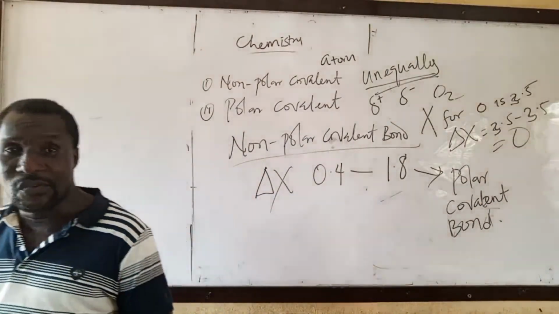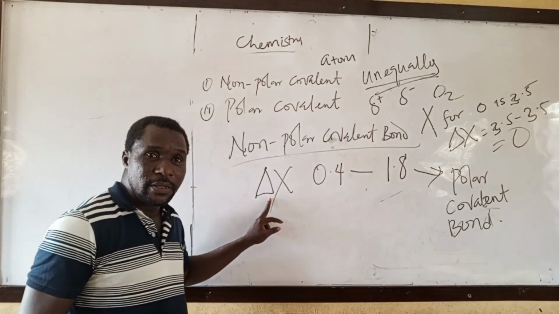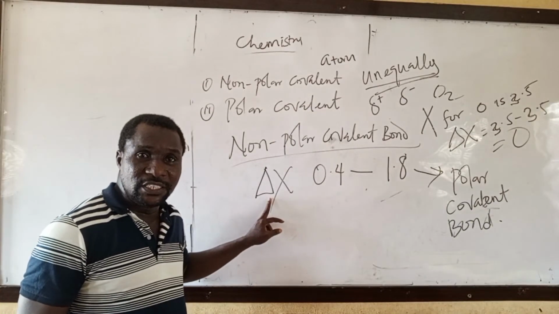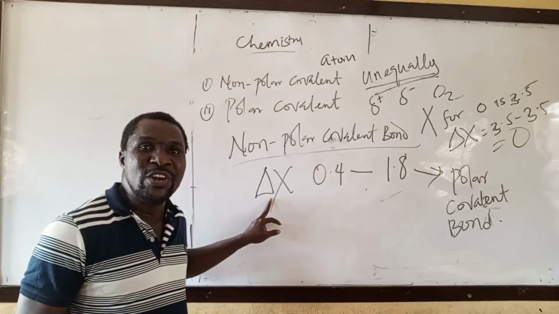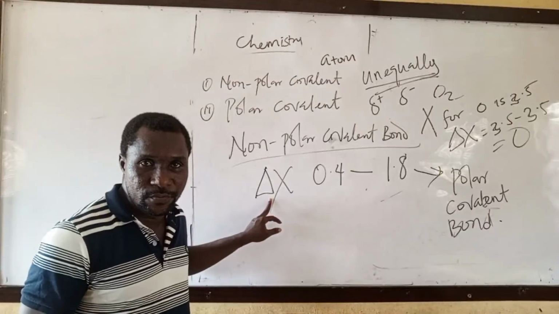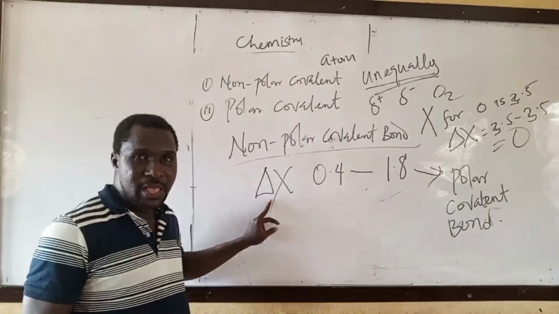When you have electronegativity difference, it is known as what? Pauling scale value. Don't bother yourself with that.